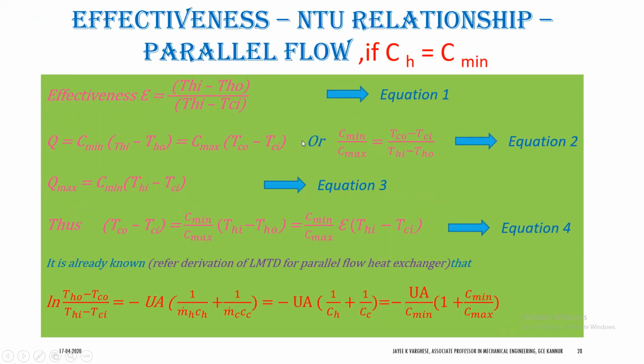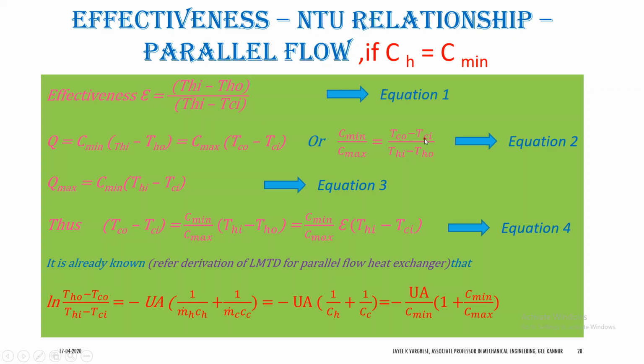See, for those people who are still having doubts, see here: epsilon is equal to THI minus THO divided by THI minus TCI. So whenever we see THI minus THO, we can write this as epsilon into THI minus TCI.